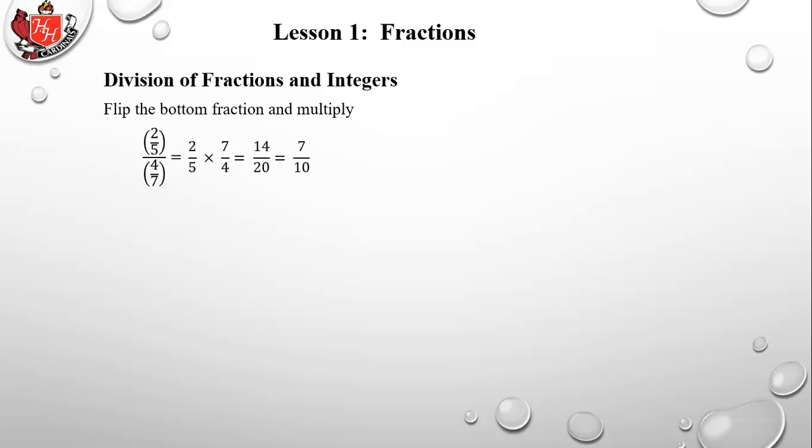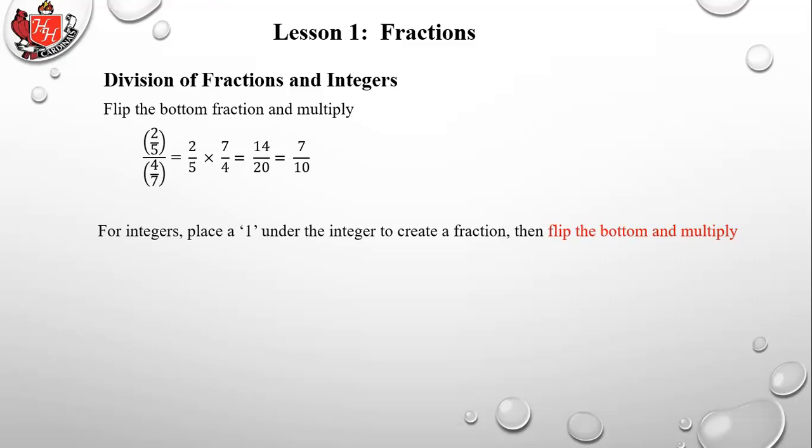We could have canceled the 2 and 4 first. And you can reduce that fraction. If you don't do the cancellation, you can reduce the fraction. So 14 over 20 are both even numbers, so you can see that they can both be divided by 2. So 14 divided by 2 is 7, 20 divided by 2 is 10, and that would be your final reduced answer. You should always reduce fractions.